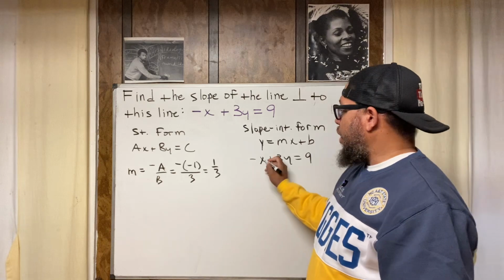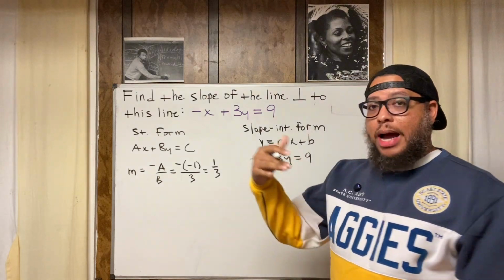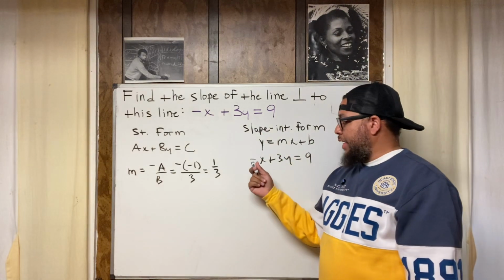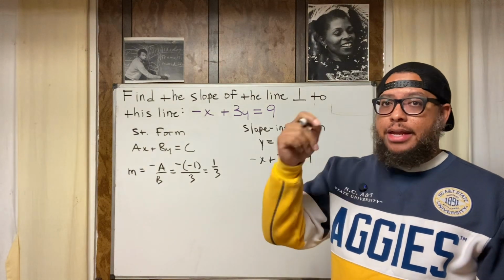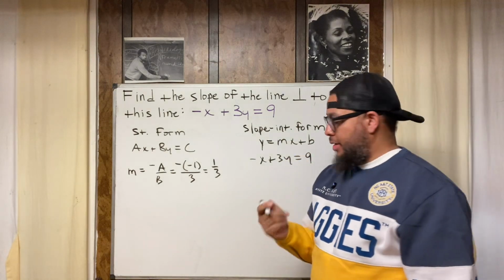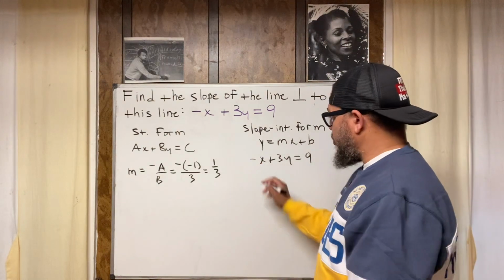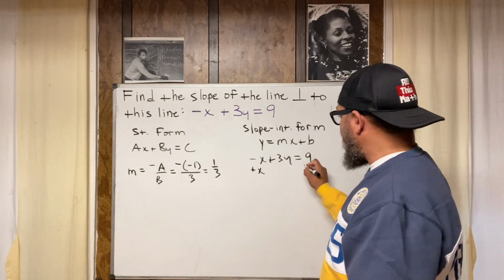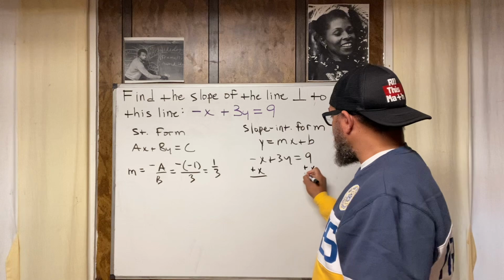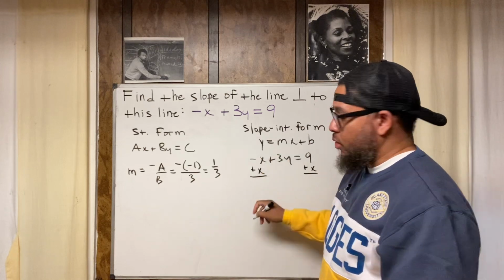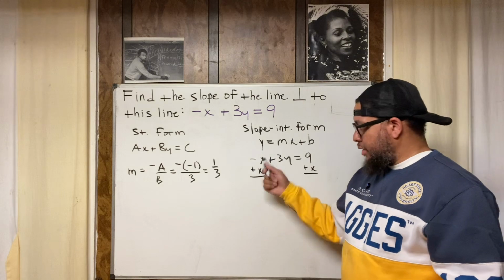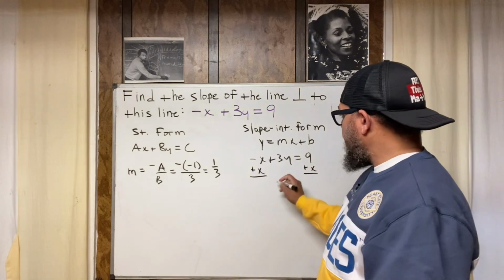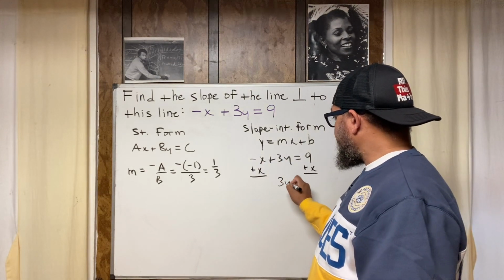All right, so I want to get rid of this negative x. How do I do that? I do the opposite operation. What's the opposite of a negative x? The opposite of a negative x is a positive x, which means add x. Add x. And also we stay balanced. So if I add x on the left, I got to add x on the right. Negative x plus x is 0. They cancel out. That was the whole purpose. I wanted to get rid of negative x. The negative x is gone. Then I bring down the 3y.